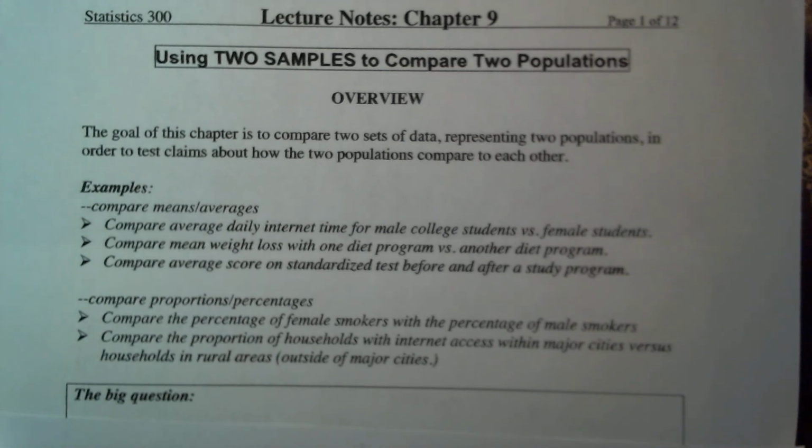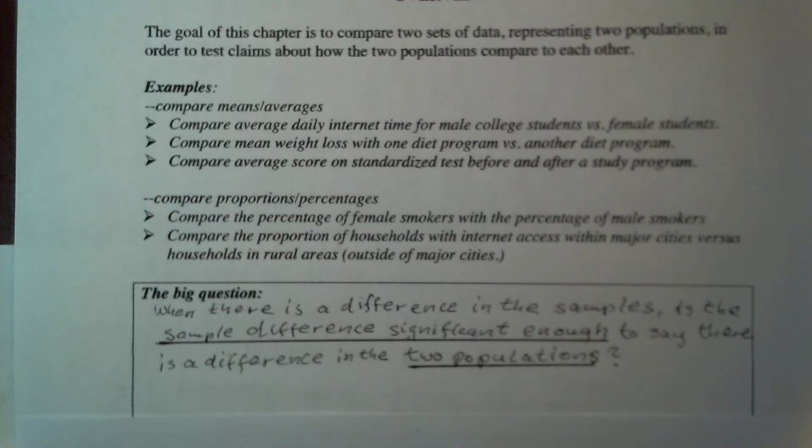So we are looking at samples, and the big question is, when there is a difference in the samples, is the sample difference significant enough to say there's a difference in the two populations? In other words, can we infer from sample differences something about the differences in the populations? So let's say it again. The big question is, when there's a difference in the samples, is the sample difference significant enough to say there's a difference in the two populations? In other words, can we infer enough from the samples to make a prediction about the populations?